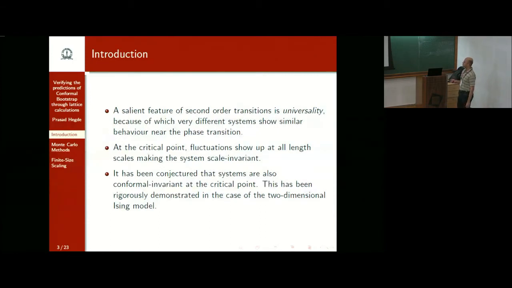And it was known that this system actually becomes scale invariant at the transition point. It has also been conjectured that these systems are conformally invariant, not just scale invariant. Scale invariance is a subset of this whole conformal group. I'm sorry, this is not quite correct. This was known for quite a long time for the two-dimensional Ising model, and a few years ago it has been rigorously demonstrated even for the case of the 3D Ising model. For all models more difficult than this, it remains a conjecture.